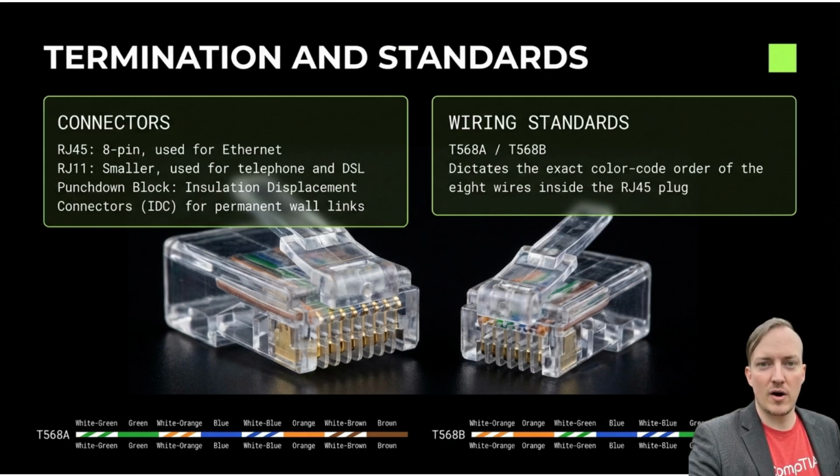When crimping an RJ45, you must follow the T568A or T568B wiring standards, which dictate the exact color code order of the 8 internal wires. For the exam, remember that T568A begins with white-green, while T568B begins with white-orange.